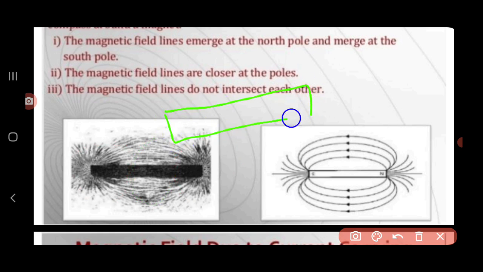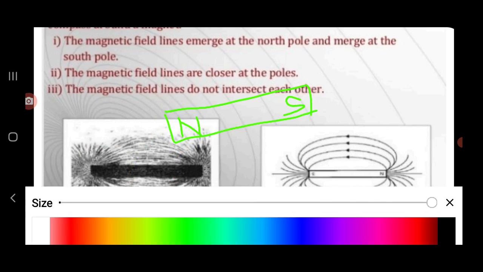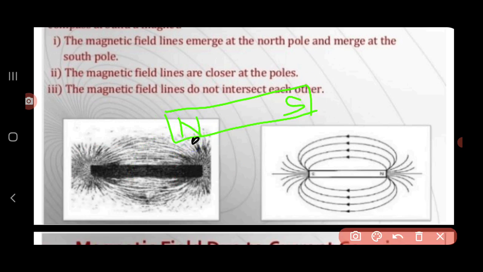So at the poles, field strength is maximum, and at the middle, field strength is minimum. And this is the reason because of which we get dense magnetic lines of force at the polar region and less dense magnetic lines of force at the middle.